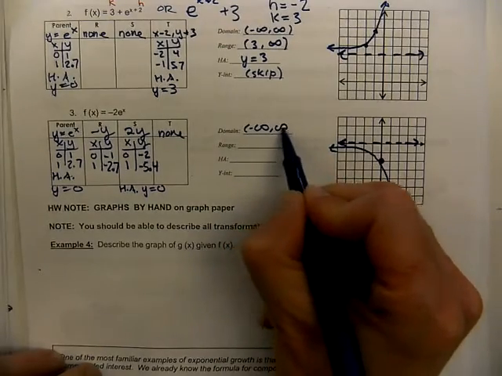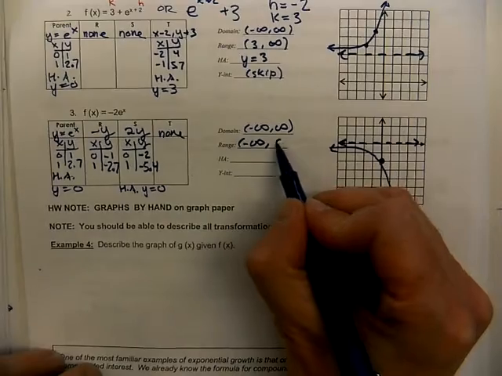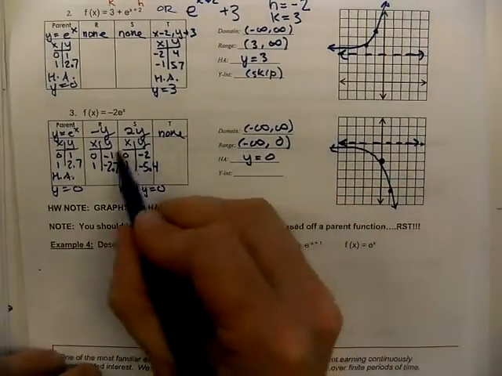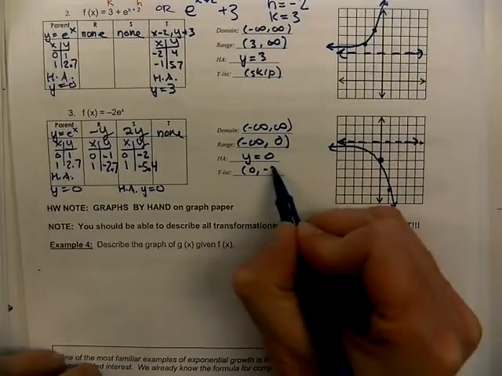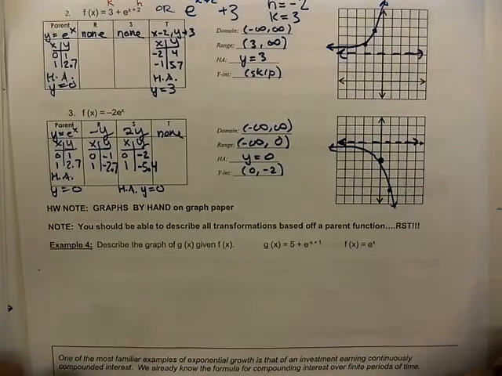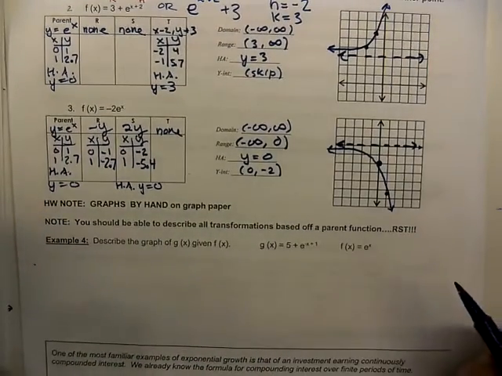So our domain is all real numbers. Our range is from negative infinity up to, but not including 0, because the horizontal asymptote is at 0. And this time, as we do have a y-intercept here, we will identify it. There it is. That's one of our critical points, right? So we'll see a few examples in the homework where we're graphing by hand like this.